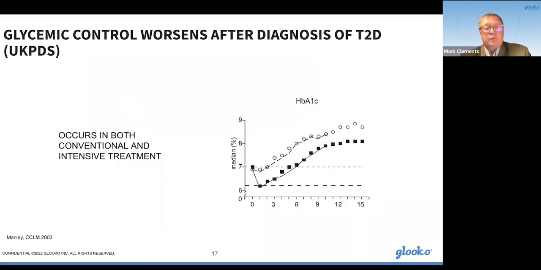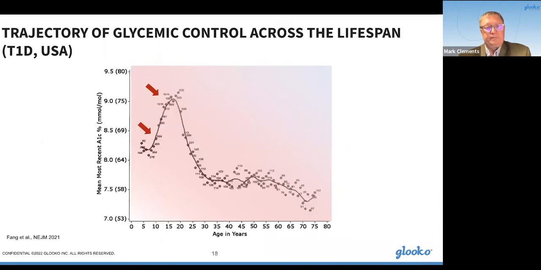It is also notable, and these data come from the UKPDS study, that glycemic control worsens after diagnosis of type 2 diabetes. This occurs both in conventional treatment and with the more recent intensive insulin treatment paradigms. You can see that in the approximately 15 years post-diagnosis, glycemic control continues to rise to an elevated level and above the target for disease treatment.